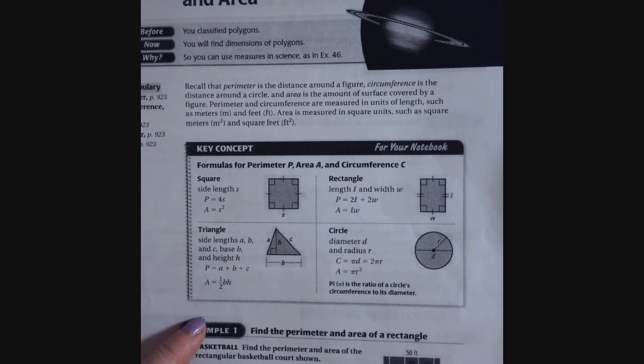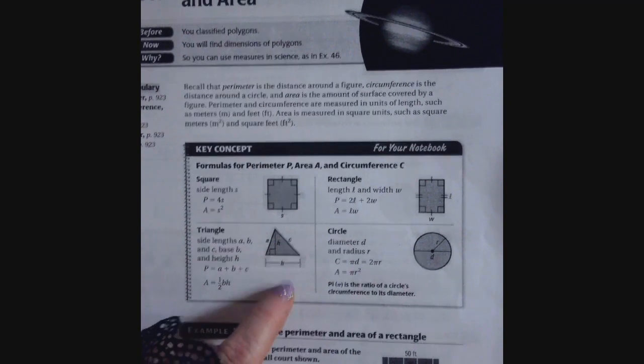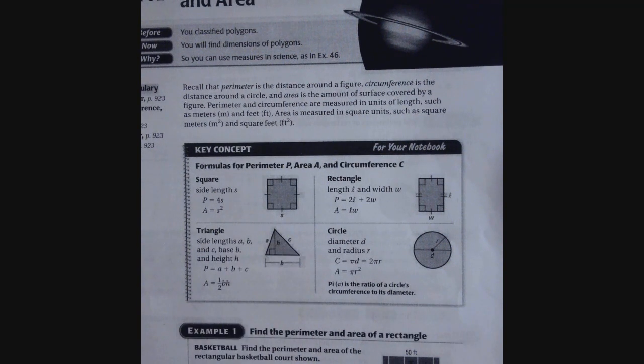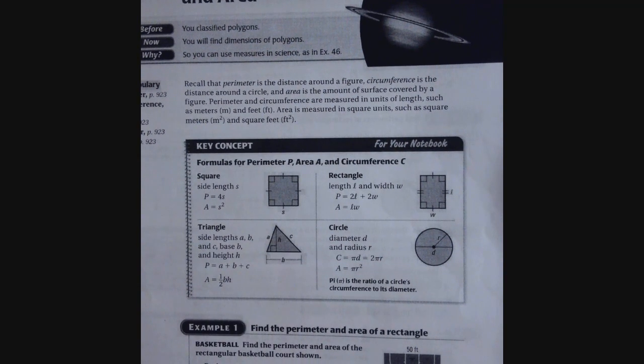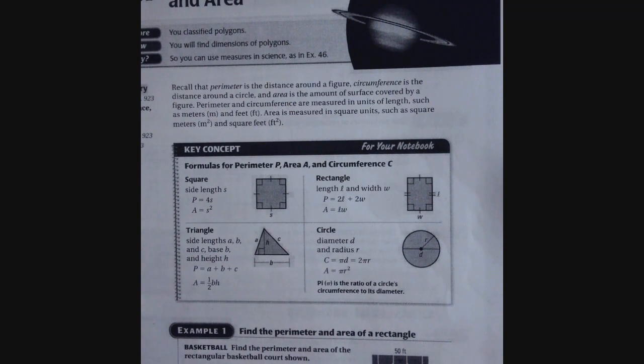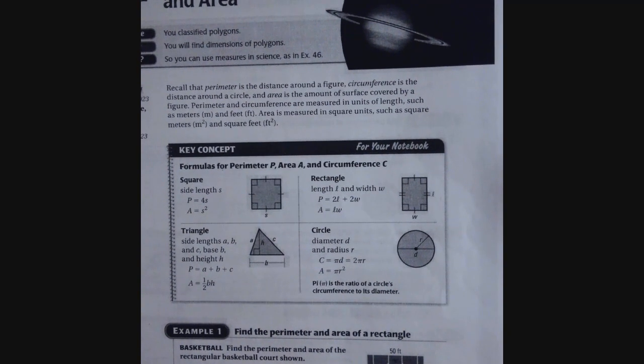A triangle, if you want the perimeter, you just add a, b, and c up, all the outside lengths. If you want the area of a triangle, it's half the base times the height. So you want to make sure you have all this written down. You can use this on tests. You can always use your formulas. Make sure that you have them written down so that you can access them.